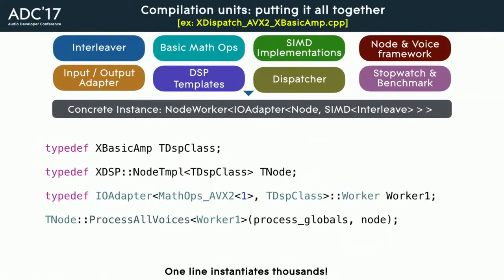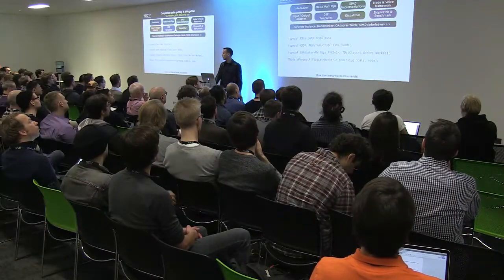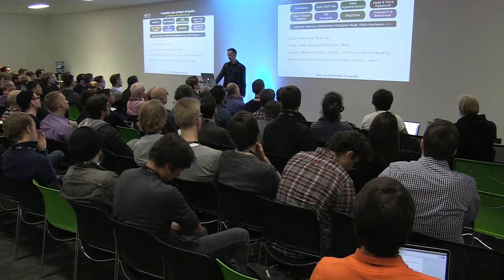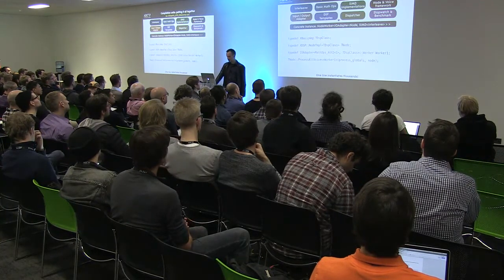And this is really where the magic happens. We have a DSP class, which is our basic amplifier. There's the type of node that goes with that. And then we are creating a worker for that DSP class and for that specific instruction set, and calling that, telling it to process all the active voices. And that one line of code will instantiate thousands, which is the magic of C++ templates.